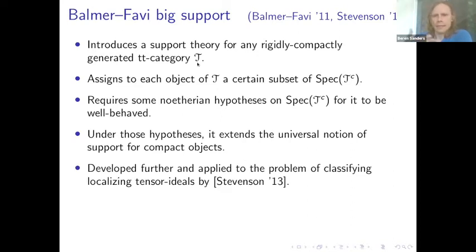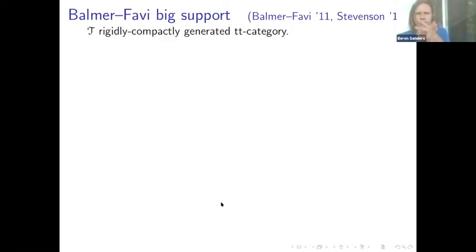This notion of support was then developed further and applied to the problem of classifying localizing tensor ideals by Greg Stevenson. Greg has done a lot of work on this notion of support and applying it to understand tensor triangulated categories. So let's now give a little bit more detail about this Balmer-Favi approach to support. From here on out, T is always just going to be a rigidly compactly generated tensor triangulated category.